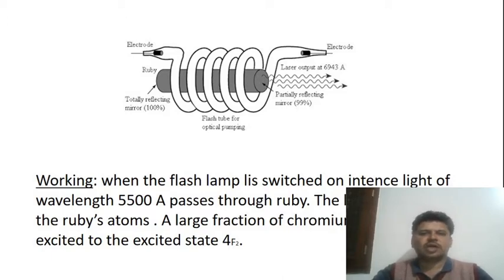Also around this xenon flash tube, we connect two mirrors. Those mirrors are also in a circular arrangement. That is the construction process.